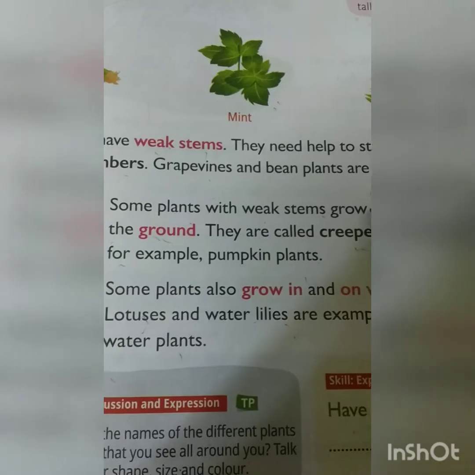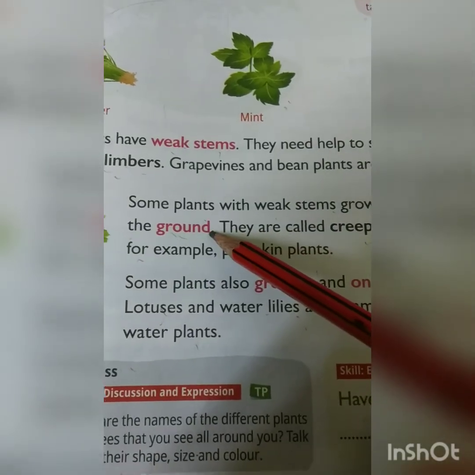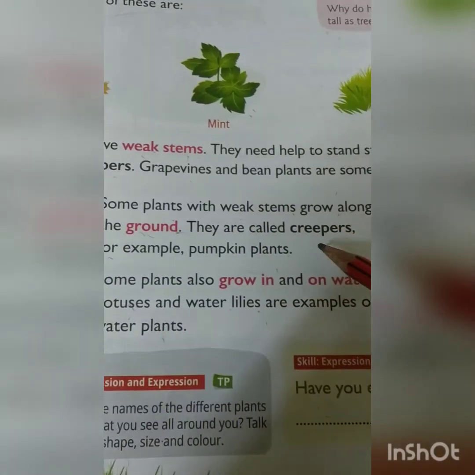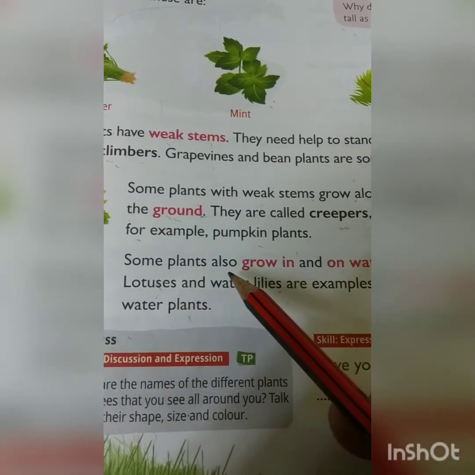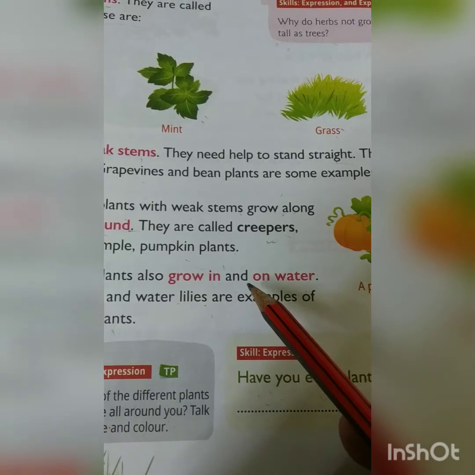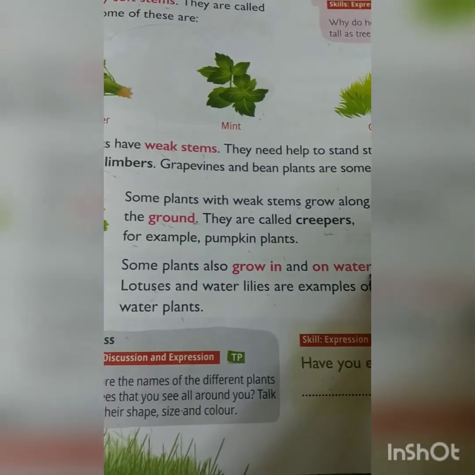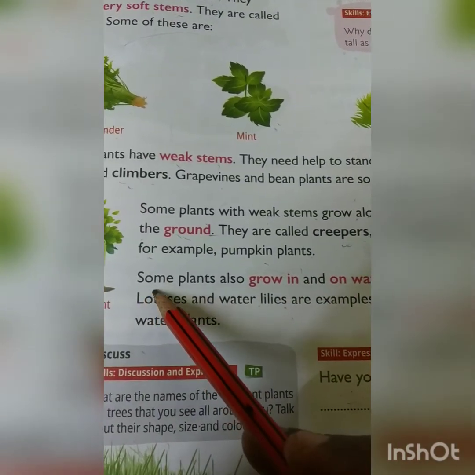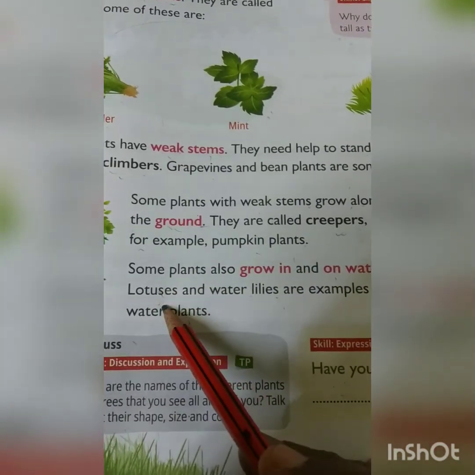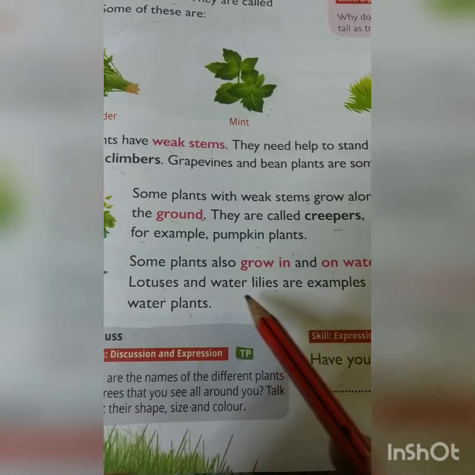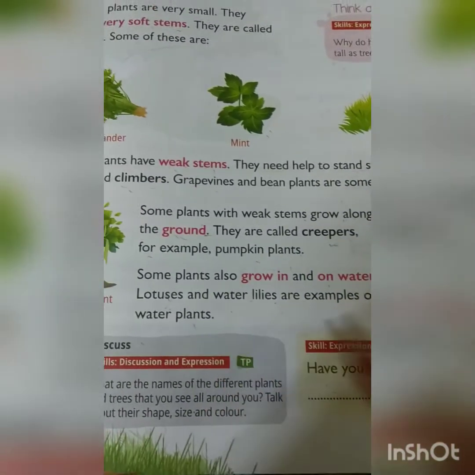So there are some plants that are very weak. They grow only along the ground. They cannot stand straight. They are called creepers. What is the name of the plant? It is pumpkin, an example. And some plants also grow in and on water. What are they? Lotus and water lilies are examples of these plants.